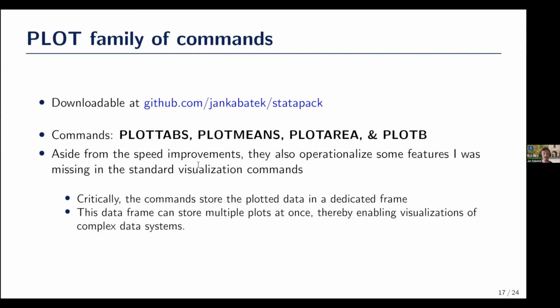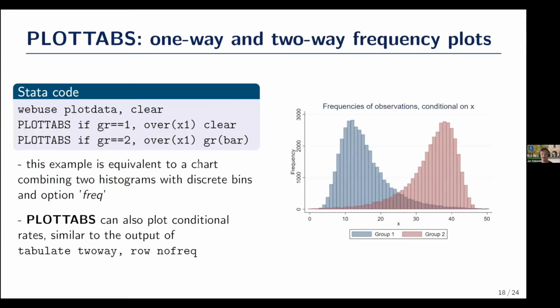So I'll just show you a few examples of these commands. First of all, I'll start with plot tabs, which is effectively doing tabulations, or it's visualizing the one-way and two-way tabulations, okay? Now, this is essentially equivalent to producing histograms with discrete bins, as you can see from this picture. But then you can basically add more histograms on top of each other, layering them and also comparing them, which is kind of nice. The Stata code that is used for this routine is here.